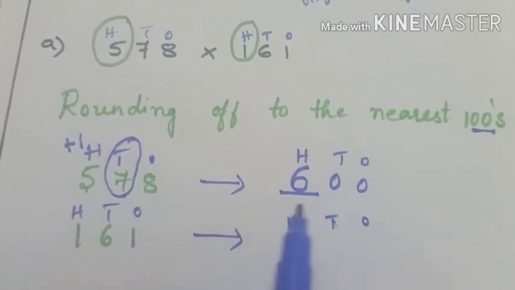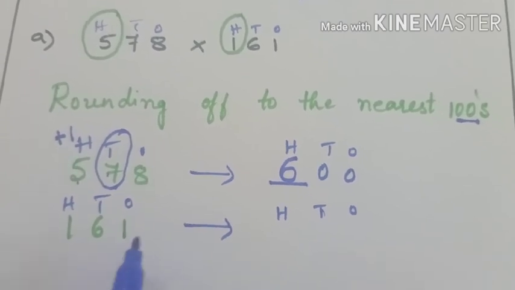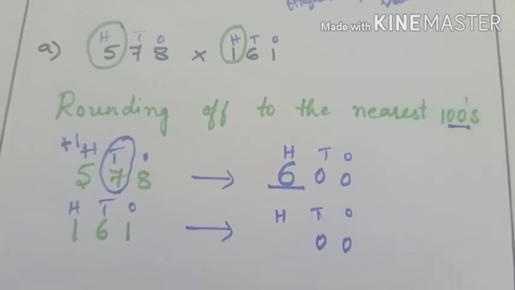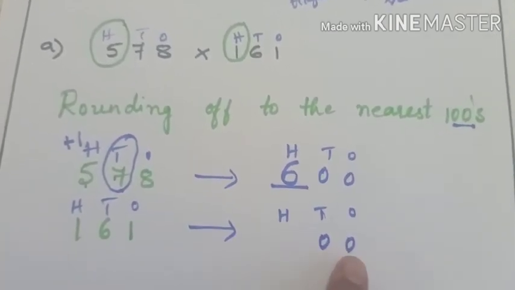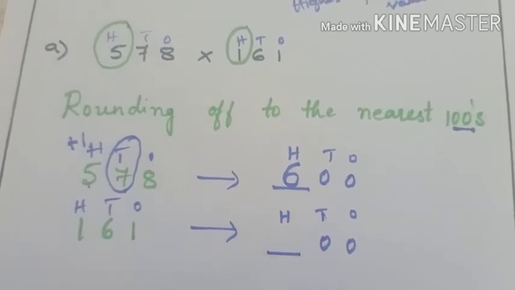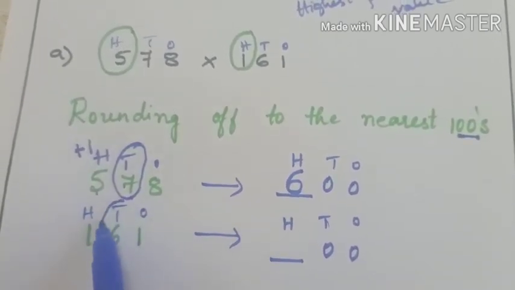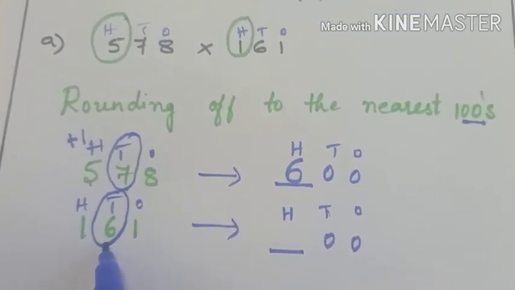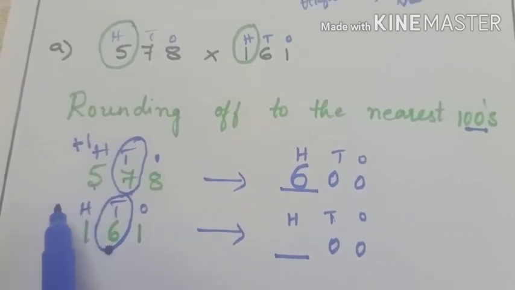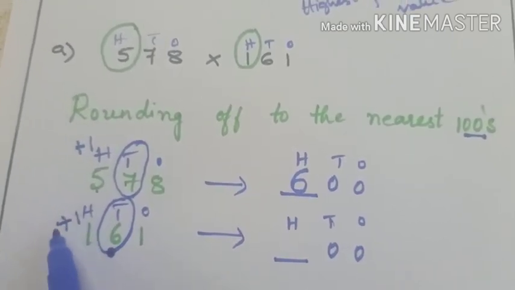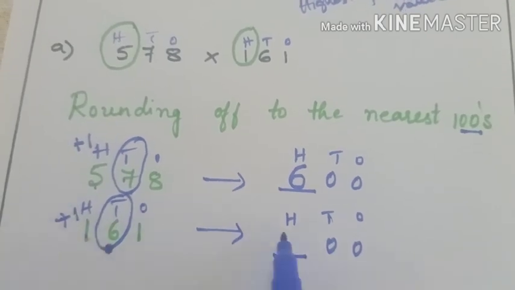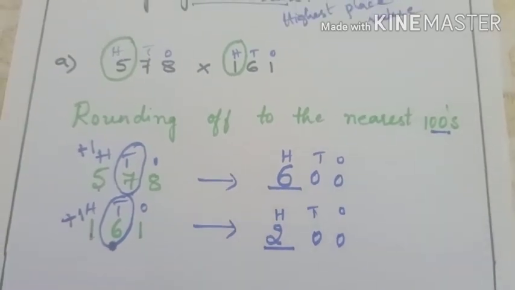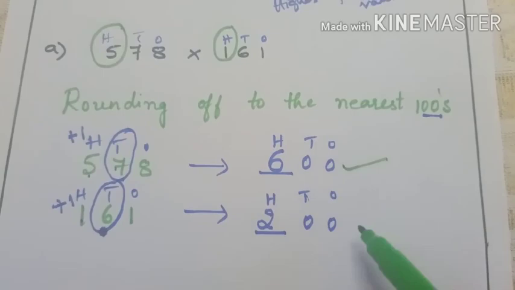Fine. Let us see the next one. So here also we are rounding off to the nearest hundreds. So ones place and tens place will become 0. 100 means 2 zeros, so 2 zeros. To write the hundreds place, you should check this tens place. Greater than 5 or less than 5? Yes, it is greater than 5. So add plus 1 to the hundreds place. 1 plus 1 is 2. It becomes 200. So now we have got the final answers as 600 and 200.